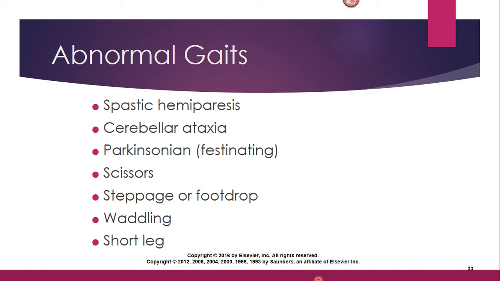And then patients who have abnormal gaits, typically it's because of Parkinson's, or it might be because they had a stroke, or they have some other underlying reason why they have cerebellar ataxia. And this is just a symptom of it.